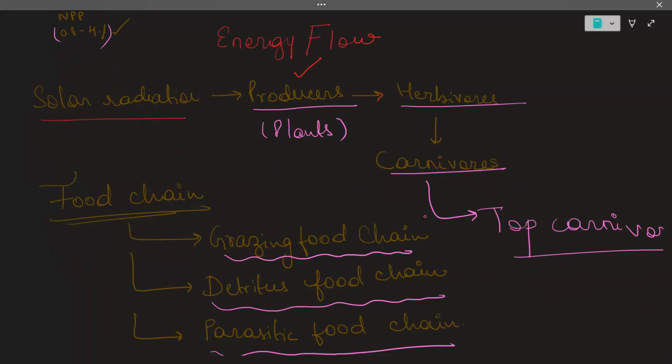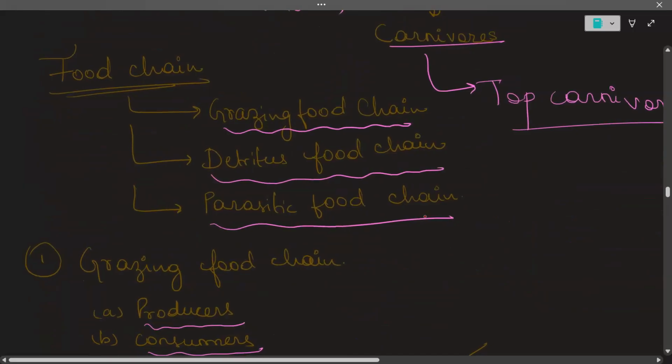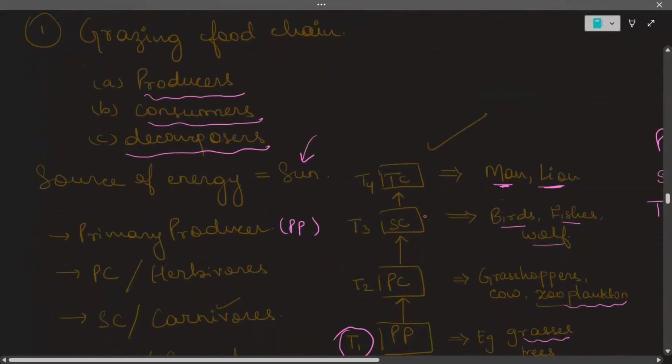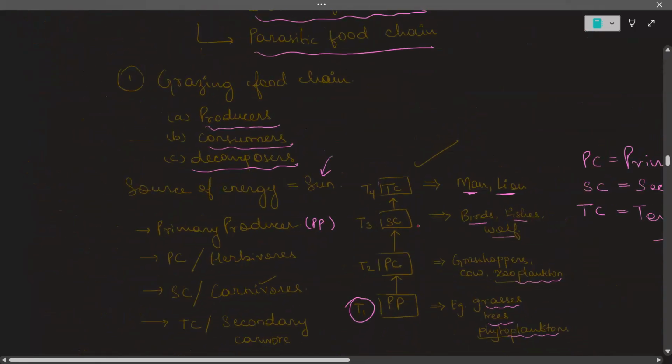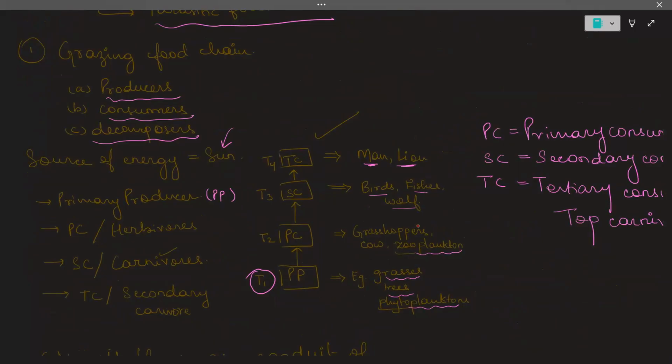Now, related to this comes the food chain. There are different kinds of food chains available: the grazing food chain, the detritus food chain, and the parasitic food chain. So different types of food chains are available in our environment. In the grazing food chain, the producers, consumers, and decomposers are involved.